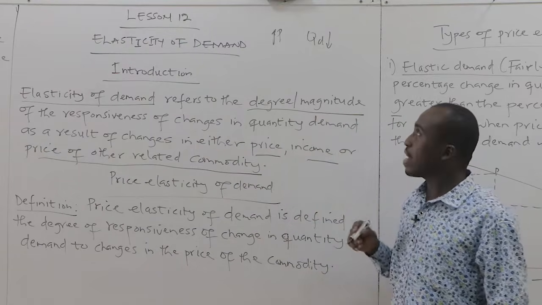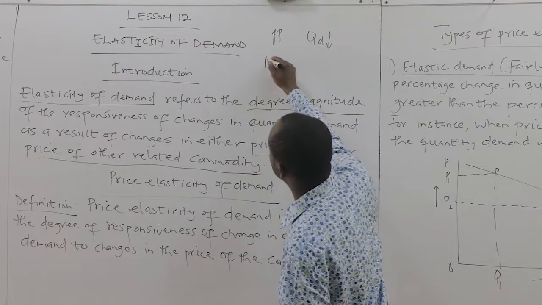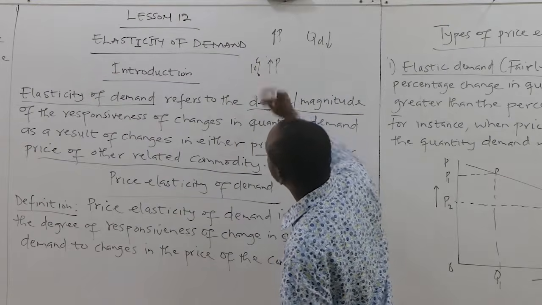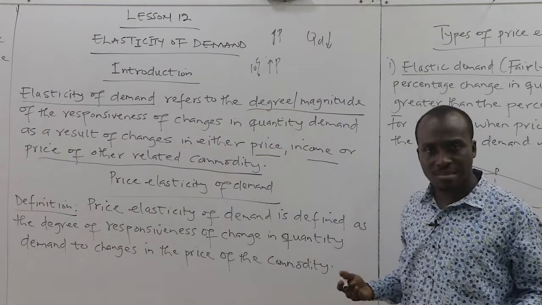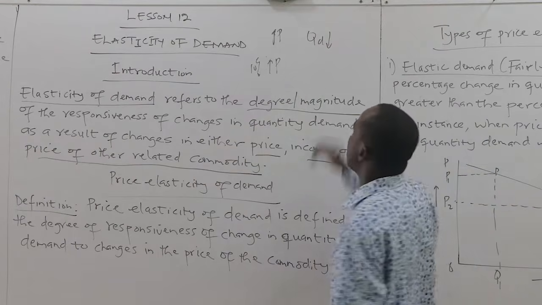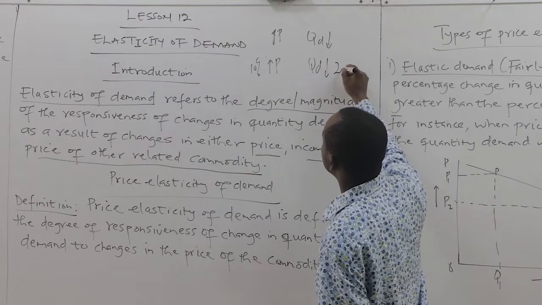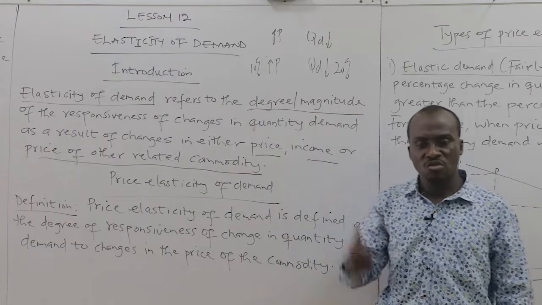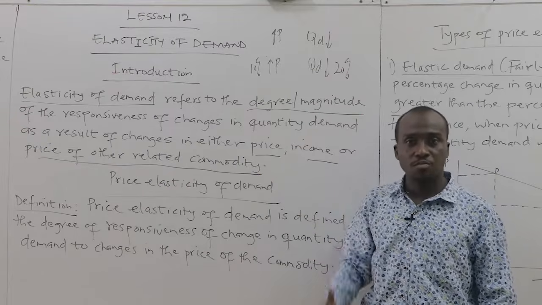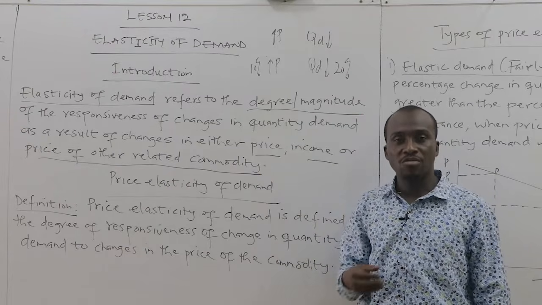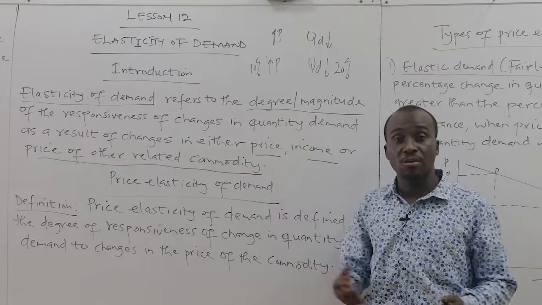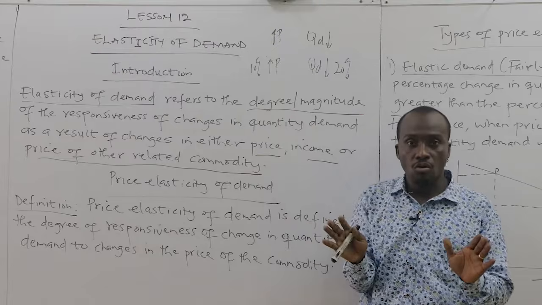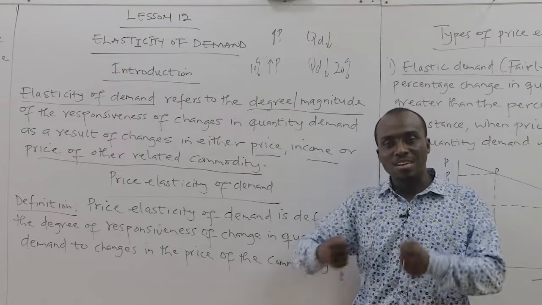For instance, if price goes up by maybe 10%, if price increases by 10%, demand will fall. Demand will fall by what? Demand will fall by maybe 20%. Right? So in this lesson, we are trying to be more specific. We want to know the magnitude by which demand will fall. When we were treating demand, all that we got to know is that whenever price goes up, demand will fall. When price goes down, demand will go up.